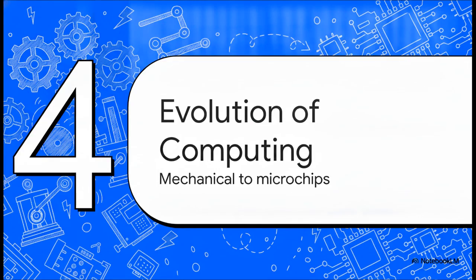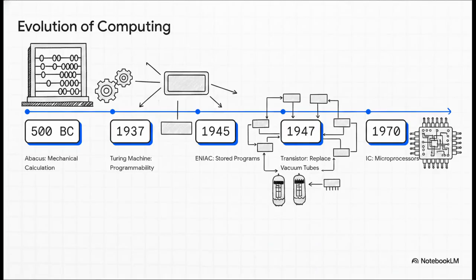Okay, so we know how the anatomy works today, but how did we actually get here? Let's shift our narrative to our next chapter, the evolution of computing from mechanical to microchips. If we trace this progression back, computing actually started almost 3,000 years ago with the abacus, which was a purely mechanical device. For centuries, progress was pretty much entirely mechanical.